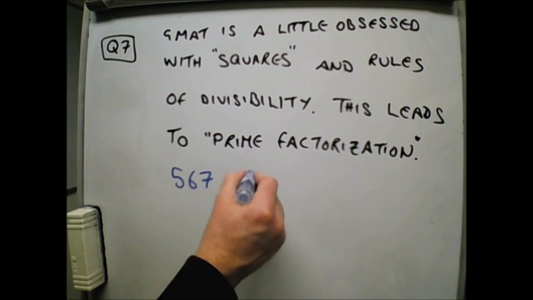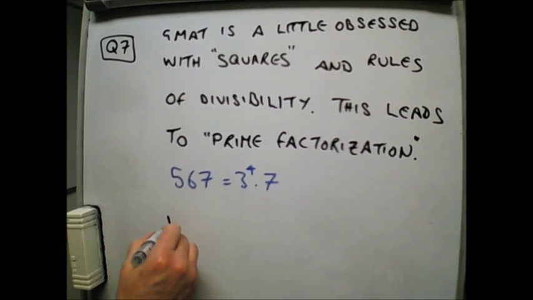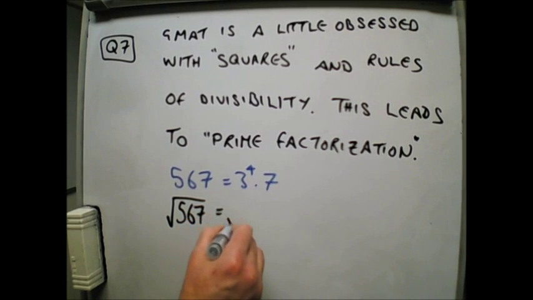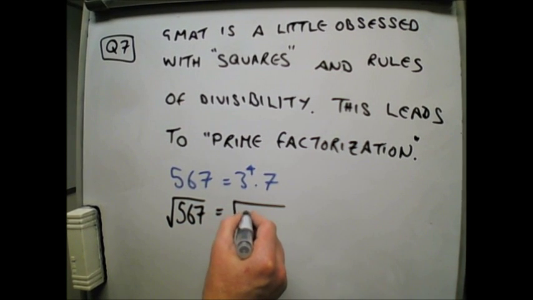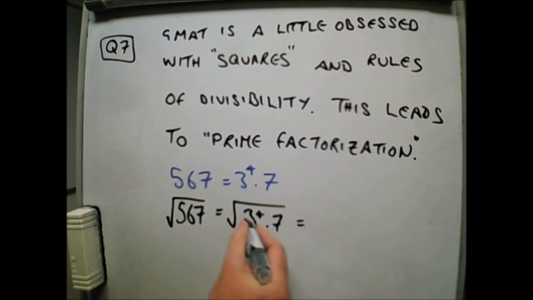Now we therefore can rewrite 567 as 3 to the power 4 multiplied by 7. Remember, we use dots sometimes to represent multiply if it's at the bottom of the numbers. Expanding this now, we have 3 to the power 4 under the root multiplied by 7.